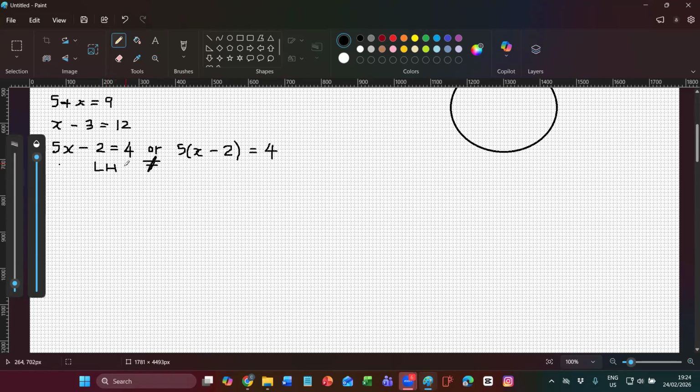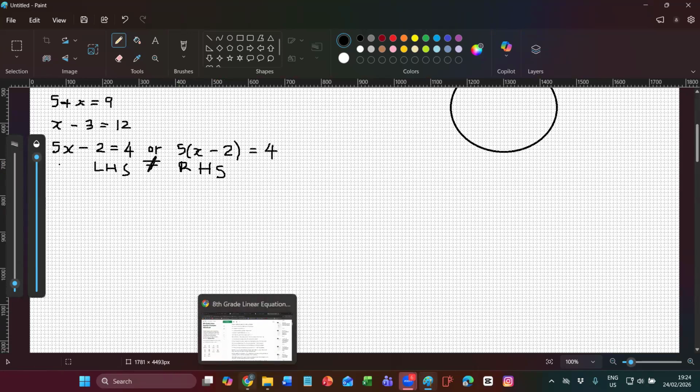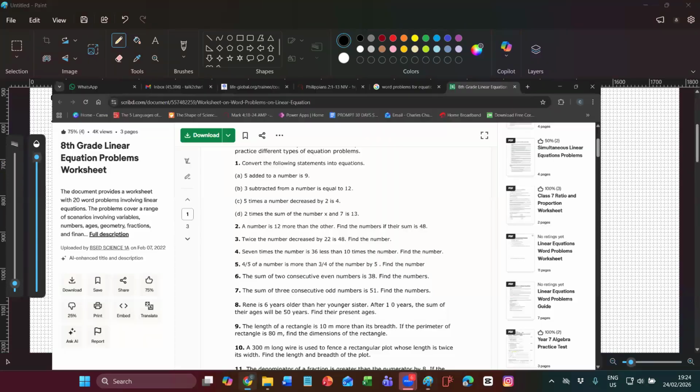Because if you open that bracket on the right-hand side, you will see that it is 5x minus 10 that is equal to 4. It will no longer be 5x minus 2. So let's make it clear that they are not equal. All right, so you got that, right? Yes, sir. Excellent. Let's move on.